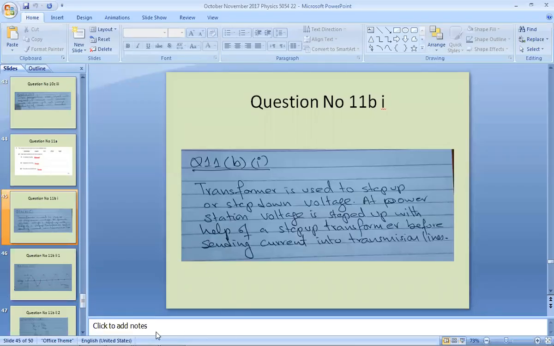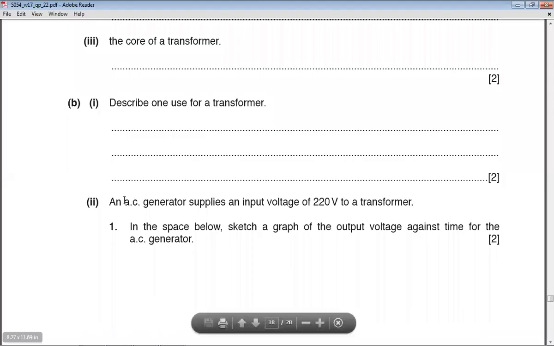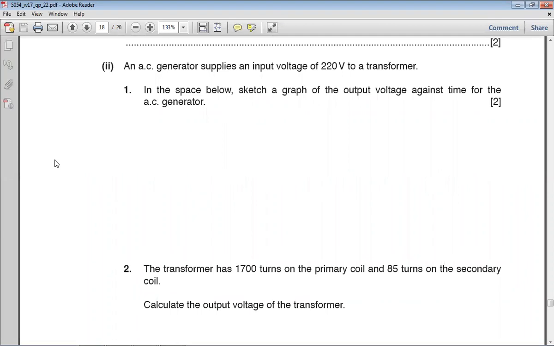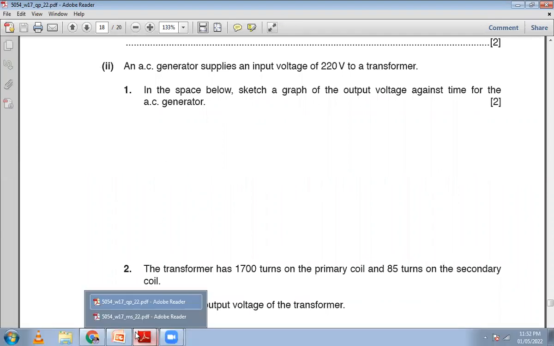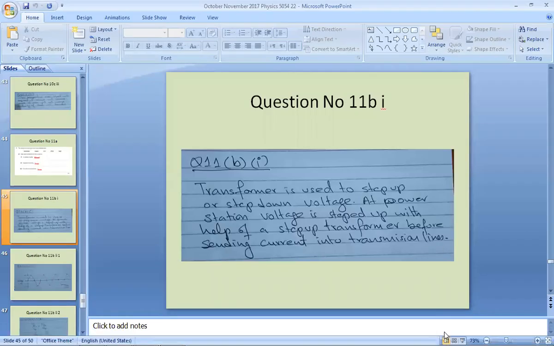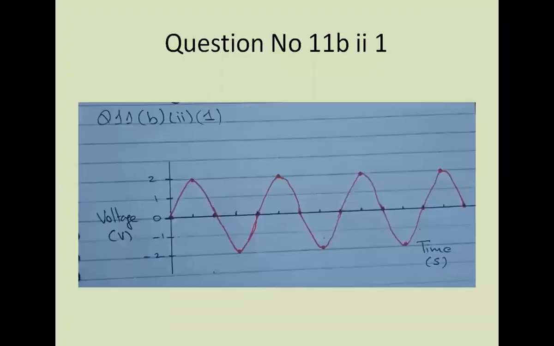Okay. So, an AC generator supplies an input voltage of 220 volt to a transformer. In the space below, sketch a graph of the output voltage against time for an AC generator. An AC generator produces alternating current, so its voltage will become positive, negative, positive, negative, and this will happen after a certain interval of time, periodically.